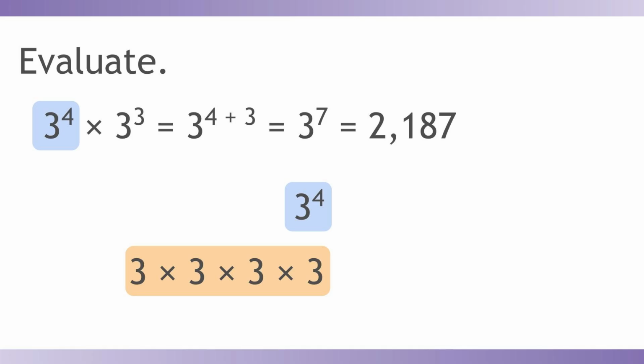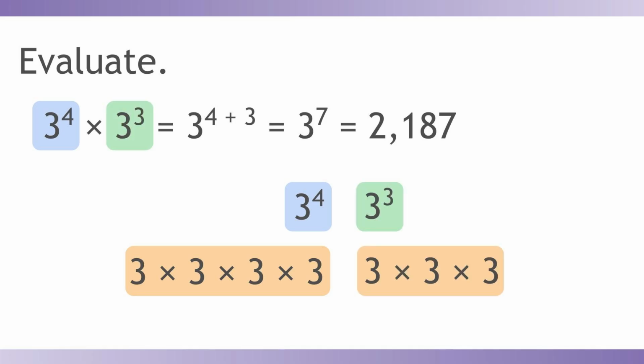3 to the fourth power means we are multiplying 4 3's together. And 3 to the third power means we are multiplying 3 3's together. So 3 to the fourth power times 3 to the third power will be 4 3's multiplied by 3 3's, which is the same as multiplying 7 3's, or 3 to the seventh power. Let's try more.